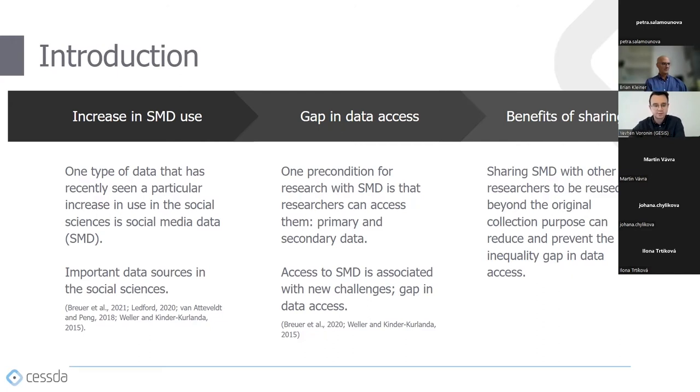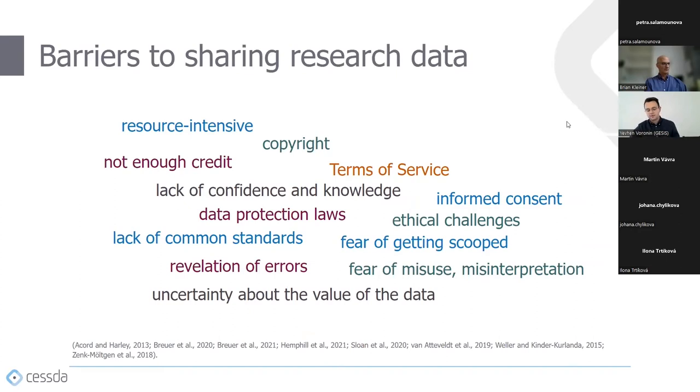But in contrast to these reasons to share data, there are also barriers to sharing social media data. We identified several reasons that might be relevant for social media data: preparing data is resource intensive, people might not get enough credit for data sharing, there might be a lack of confidence and knowledge. Then data protection law, certain terms of service of platforms, informed consent issues, other ethical challenges, and even a lack of common standards.